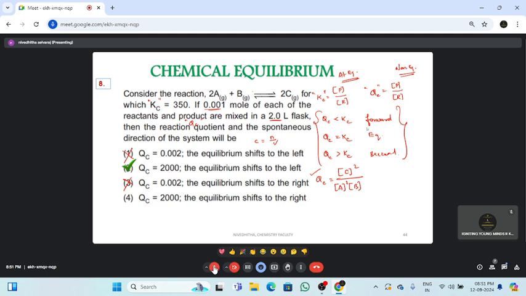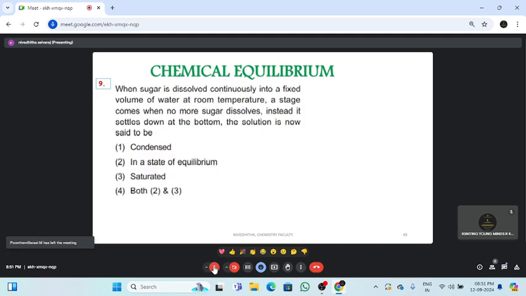Do you have any doubt? Marimuthu, Pundamadarsi? No, ma'am. Okay. Now we'll move on to next question. When a sugar is dissolved continuously into a fixed volume of water at room temperature, a stage comes when no more sugar dissolves. Instead, it settles down at the bottom. The solution is now said to be dash.